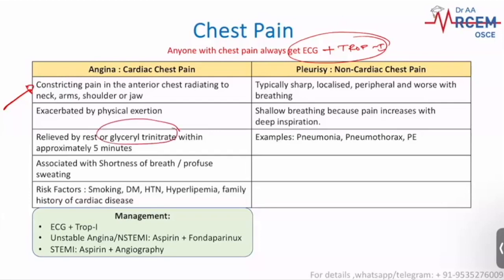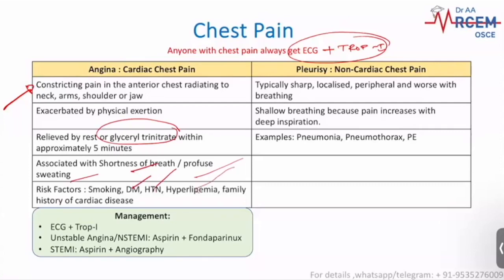If it's not a STEMI, if it's just an unstable angina or an angina, it might come down by giving a GTN spray. Approximately within 5 minutes it comes down, or on taking rest, it might come down. It will usually be associated with shortness of breath, profuse sweating, nausea, vomiting. Those symptoms will be there.